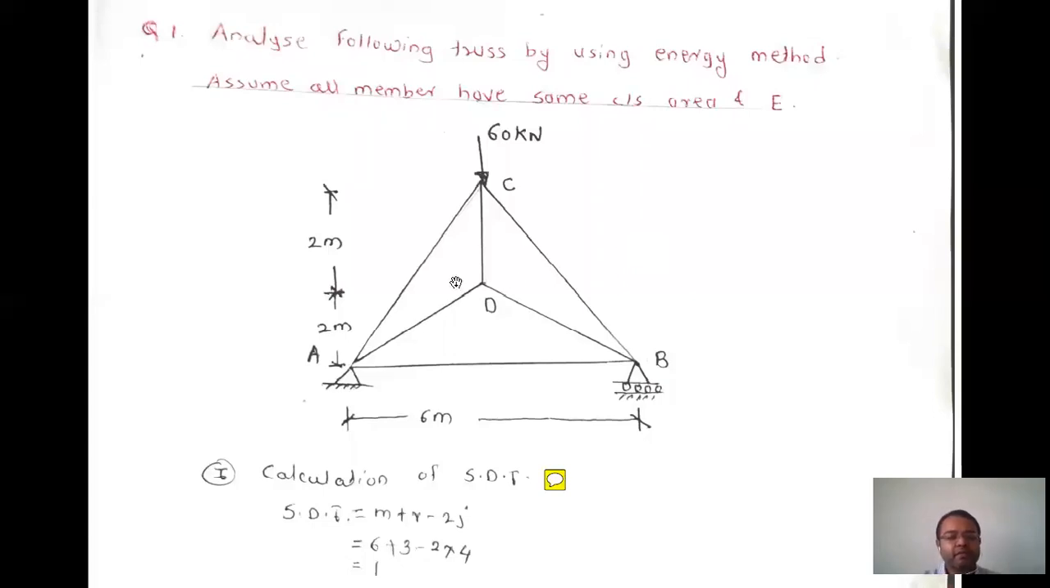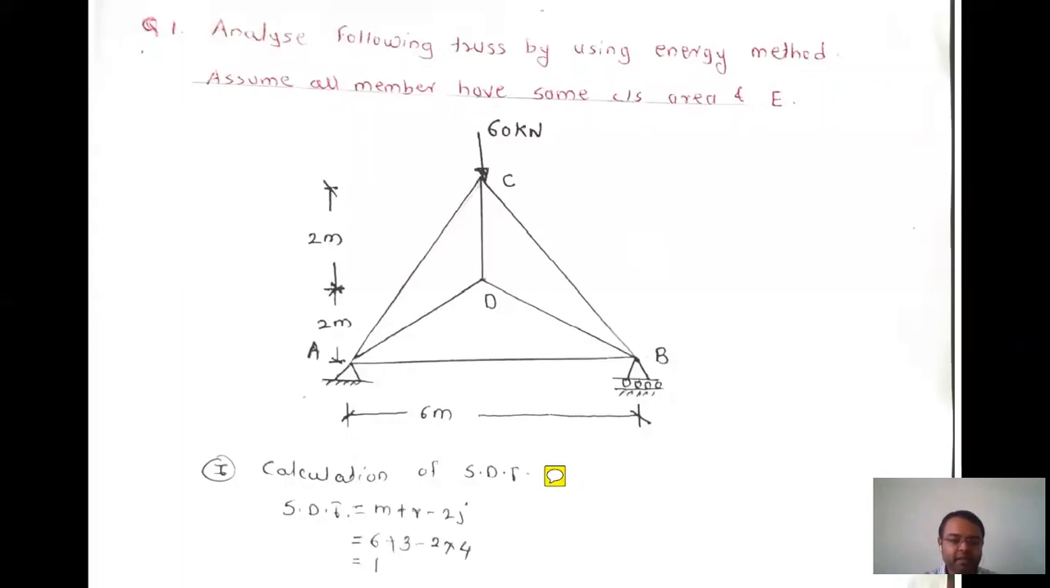First step, you will find the SDI of the structure. This is the formula for the total SDI: total SDI equals M plus R minus 2G. Always, first of all, count the number of joints. Joints 1, 2, 3, and 4. These are 4 joints.